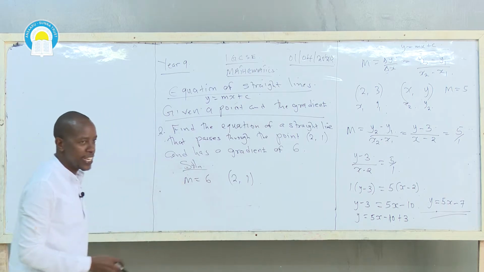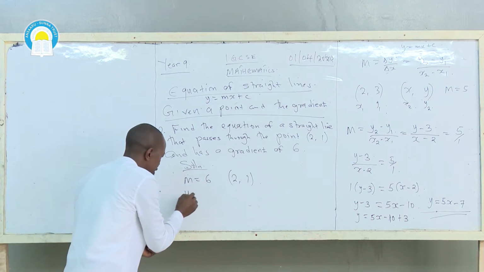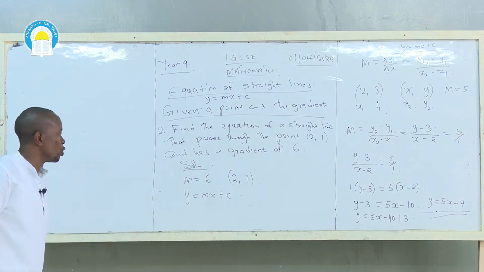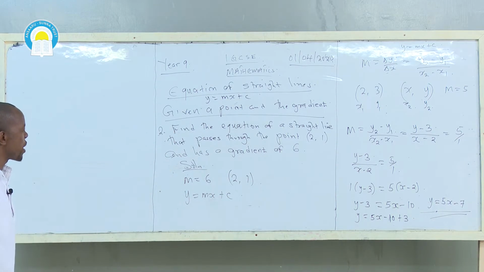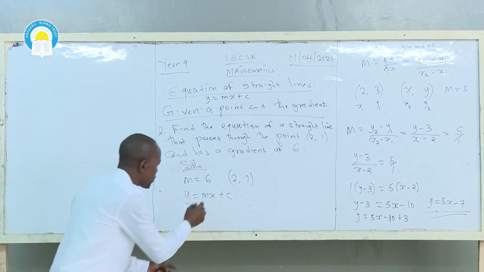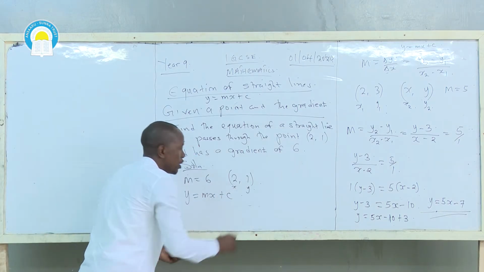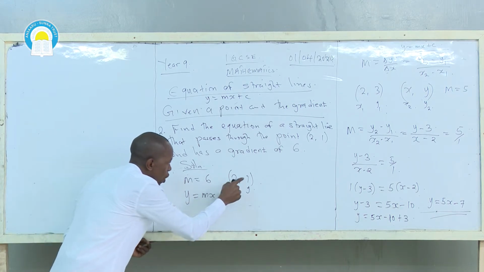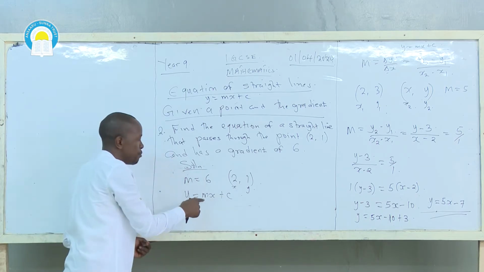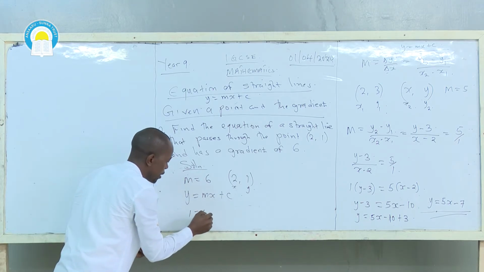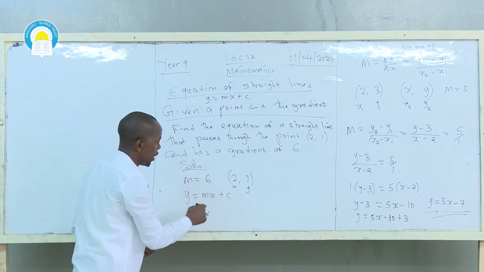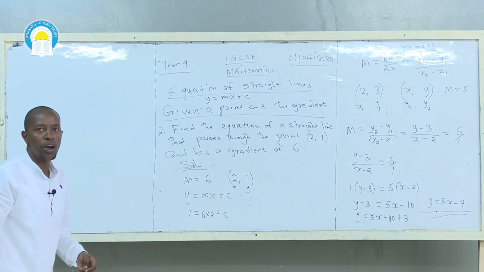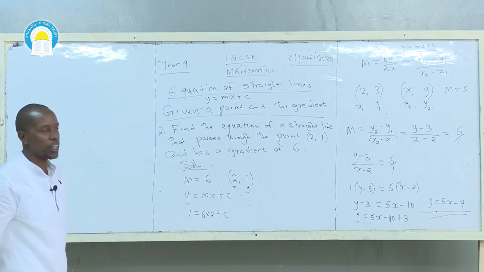The equation we are finding should be in the form of y = mx + c. Remember, we have m, we have x, and we have y. Let's substitute that. We are going to say y is 1, so 1 is equal to m, which is 6, times x, which is 2, plus c. What are we trying to find here? We are finding the y-intercept, the constant c.